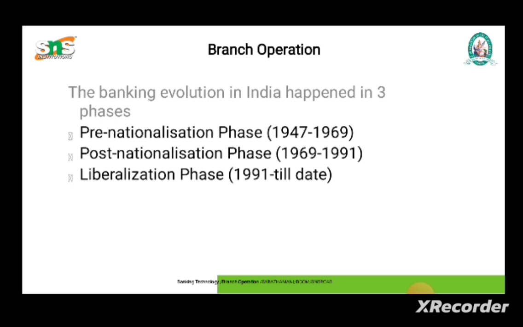However, it faced failure and was liquidated in 1832. Other banks like the General Bank of India and other commercial banks were also established during the pre-independent era but did not endure for long. This marks the earlier stage of evolution of the banking system in India.